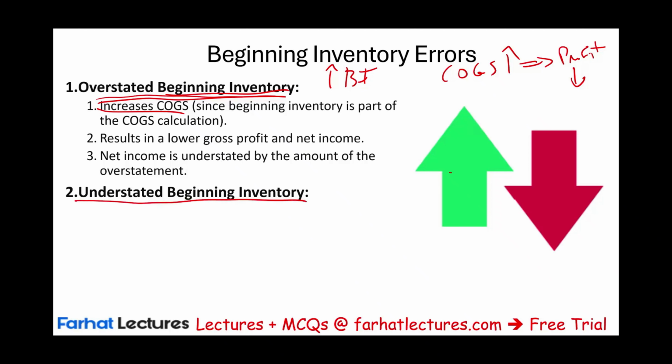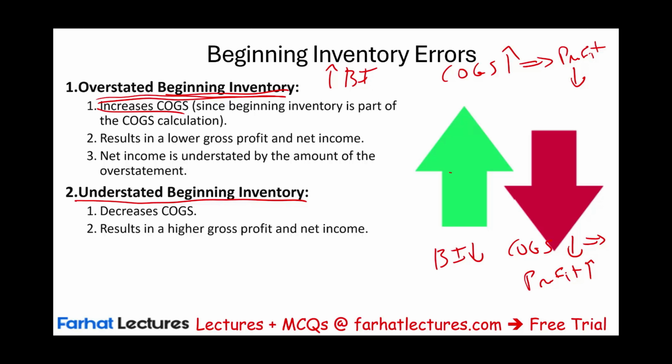If beginning inventory is understated, cost of goods sold is understated, it means profit is higher. You guessed it. Decreased cost of goods sold results in a higher profit and net income. Net income is overstated by the amount of the understatement.